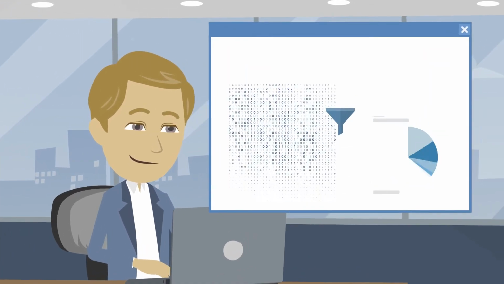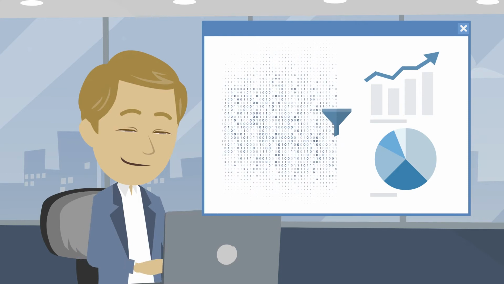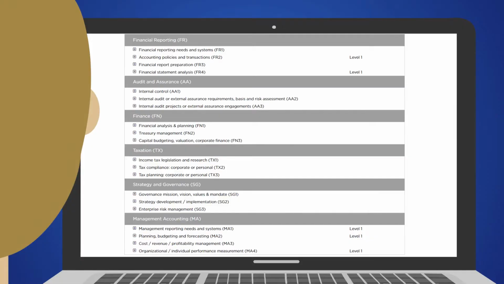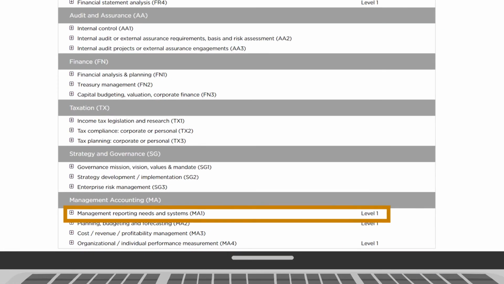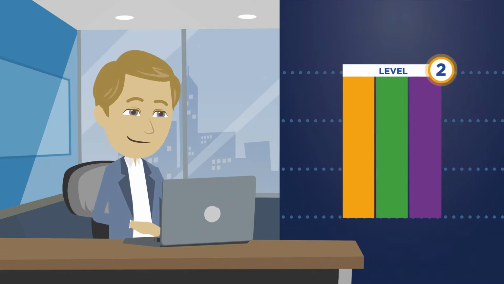One of Jason's key responsibilities is to analyze potential improvements to existing systems and management reporting based on business needs. He has previously self-assessed at level 1 in Management Reporting Needs and Systems, or MA1, for the work done in this area, including improvements to existing reporting packages and implementing a reporting module. He now believes he's performing at level 2 and is going to document additional reporting packages he's created to demonstrate his progression.